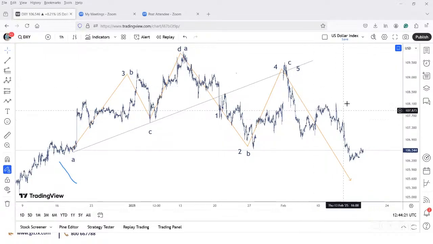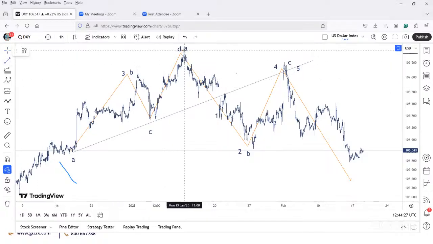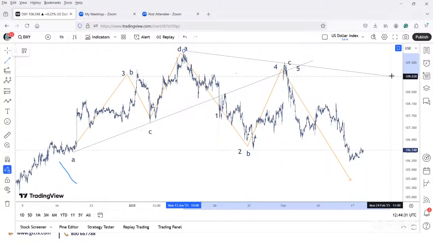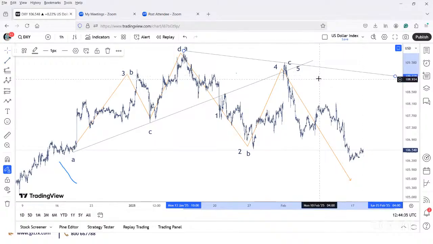Okay, and you can watch at that point as well that the dollar index head and shoulder reversal is going to stay mostly below that trend line.